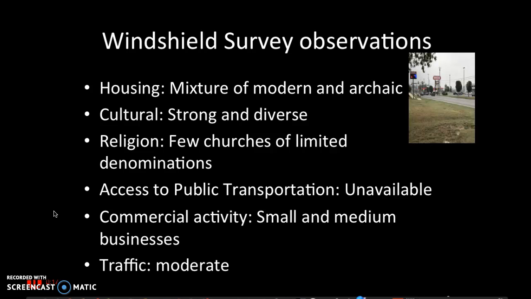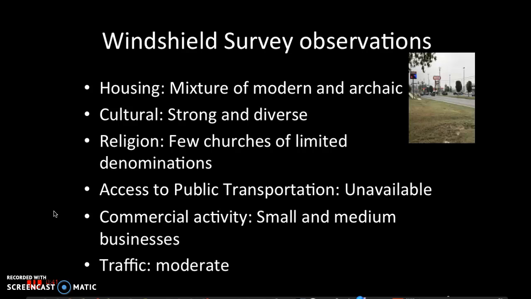A windshield survey was completed of Floresville, Texas, and the following observations were noted. Houses consisted of both modern and archaic houses. Culturally, the community is strong and diverse with a large influence of the Hispanic heritage. Religion consists of a few churches of limited denominations.